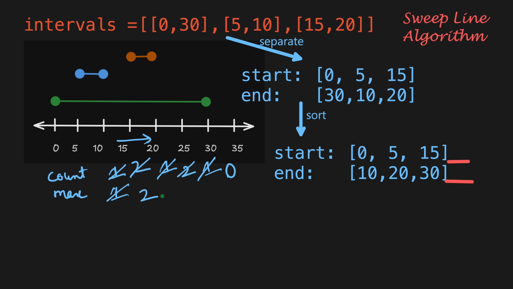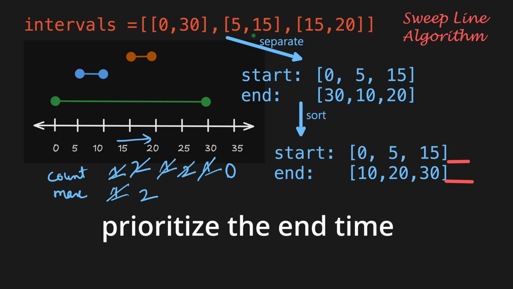Now let's look at a slightly different scenario, specifically where an end time and a start time coincide. For example, if we had the end time as 15 here instead of 10, then meeting B ends at 15 and meeting C starts at 15. But we know that this is not an overlap, as we can easily free up the room before meeting C starts.